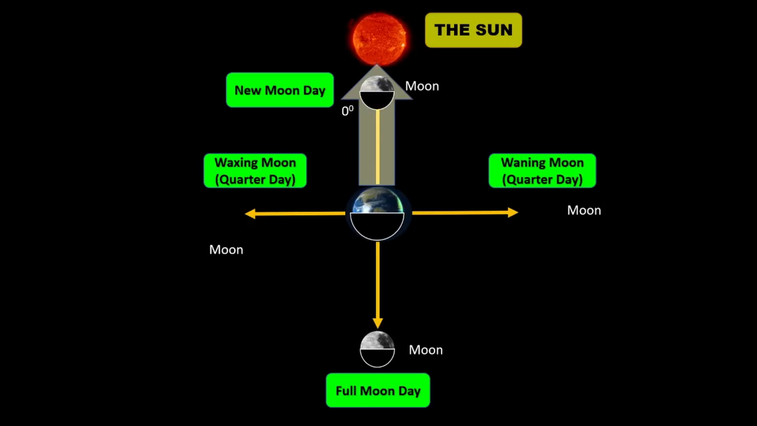On the first and the third quarter days, the moon, the earth and the sun make an angle of 90 degrees. At these positions, we see half the portion of the illuminated moon. Hence in the sky, it appears semicircular in shape.